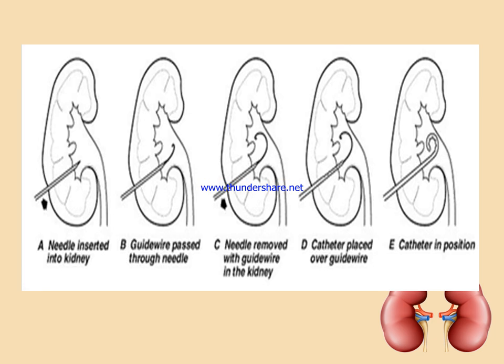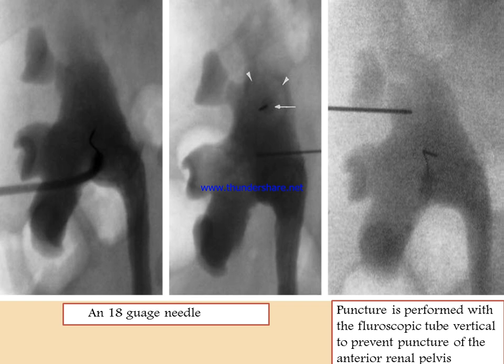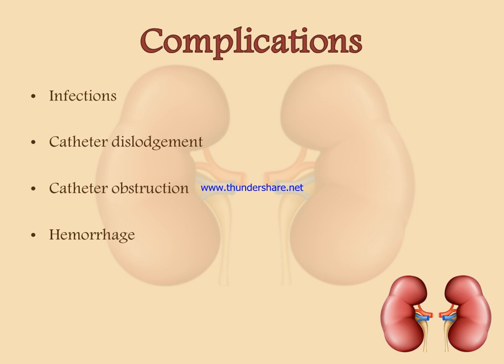These are the images. The first image shows the needle inserted into the kidney. Second is the guide wire passed through the needle. Third, the needle is removed and the guide wire is in the kidney. Fourth, a catheter is placed over the guide wire, and fifth, the catheter is in position. These are the images, and a cannula needle is also used. You can see the picture.